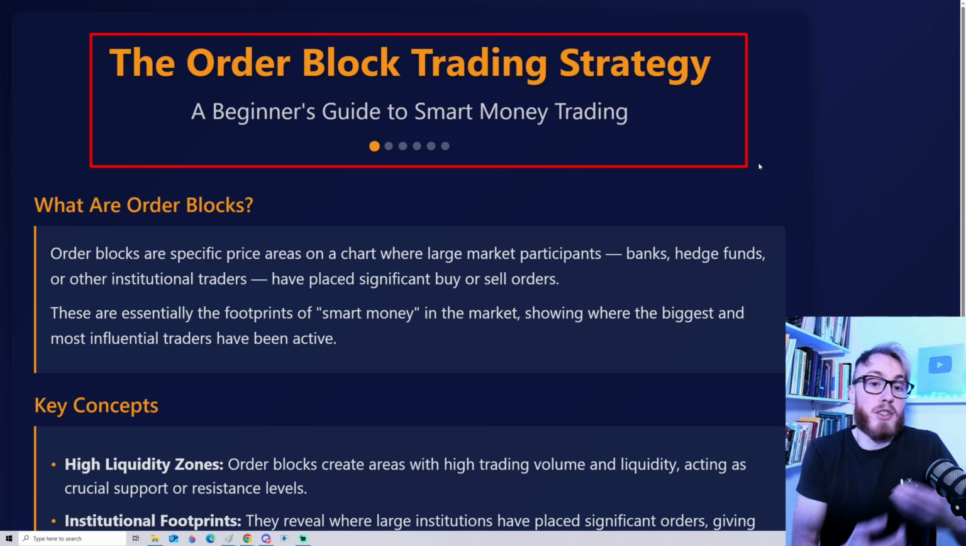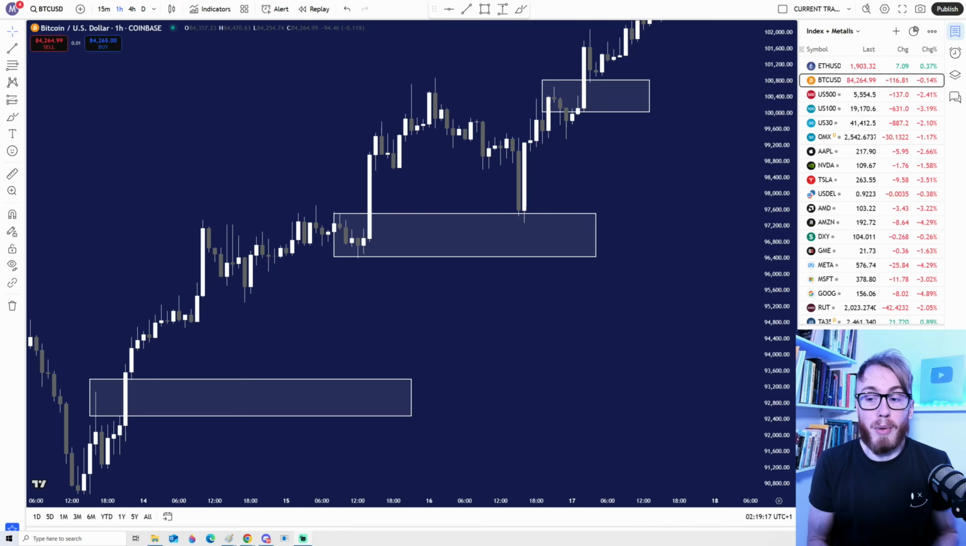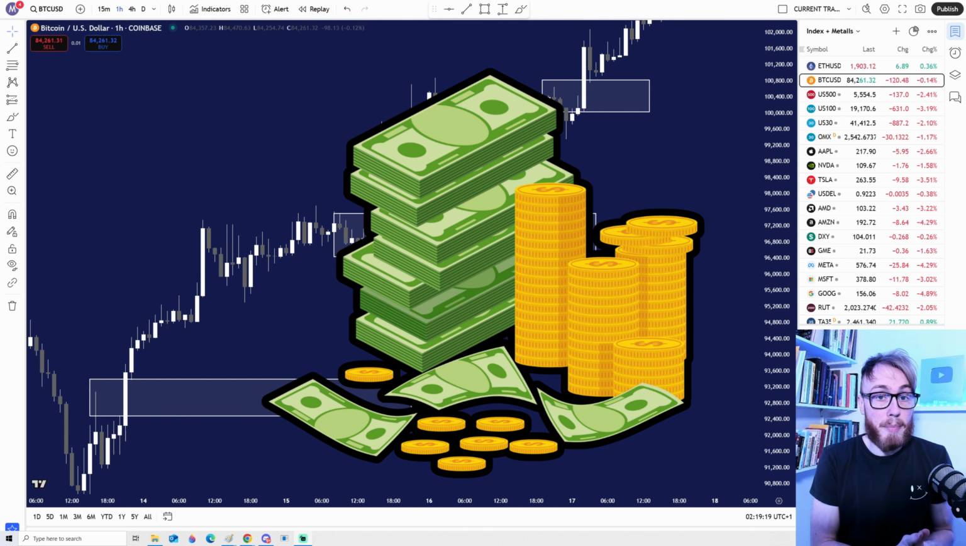What is the difference between order blocks and supply and demand? What is the difference between order blocks and support and resistance? And we will also take a look at an order block trading strategy step by step.